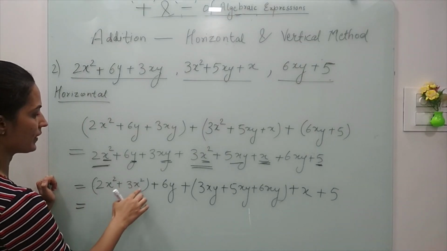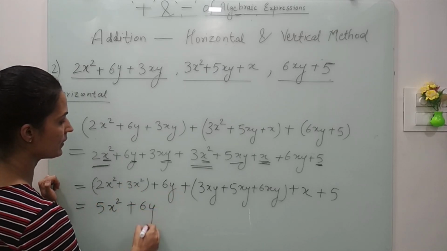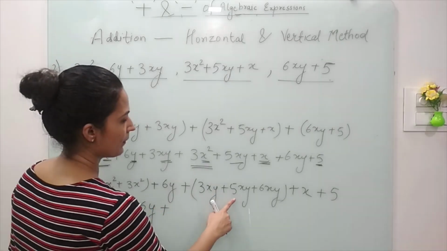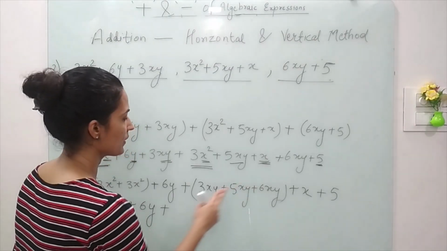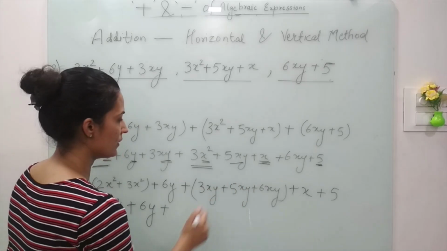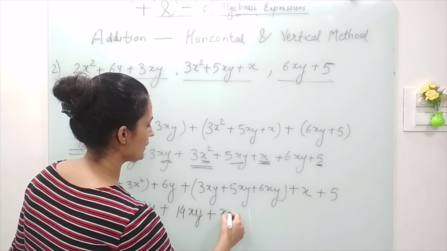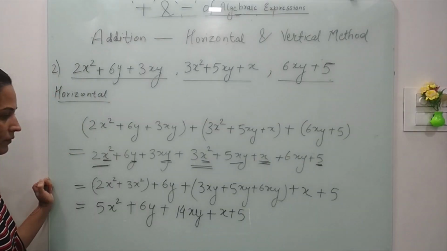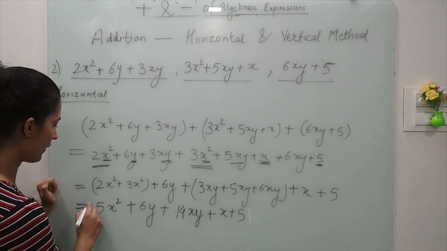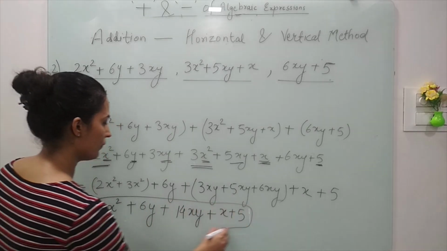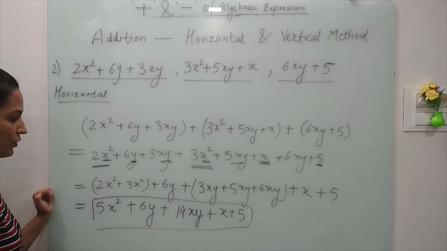Now 2x square plus 3x square is 5x square, plus 6y remains as it is, plus 3xy plus 5xy plus 6xy. Add the coefficients of these terms. So 3 plus 5, 8. 8 plus 6 is 14. So 14xy plus x plus 5. Now there are no like terms here which I can add. So this is my final simplified way of writing the addition of these 3 expressions.